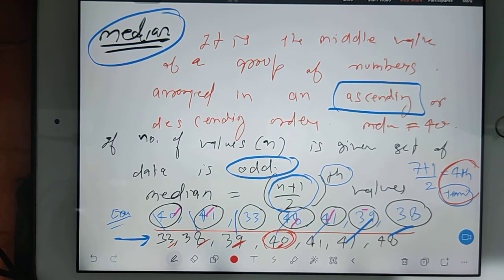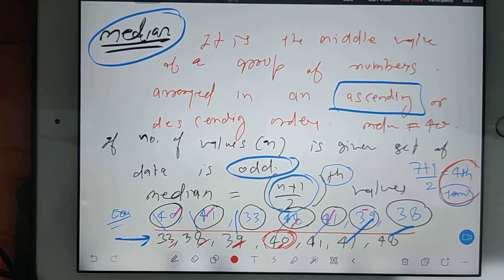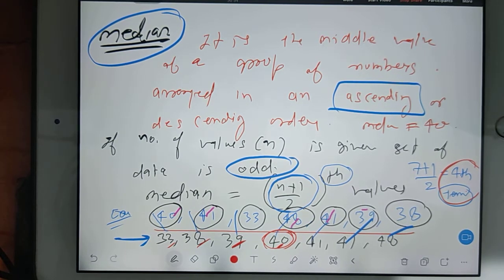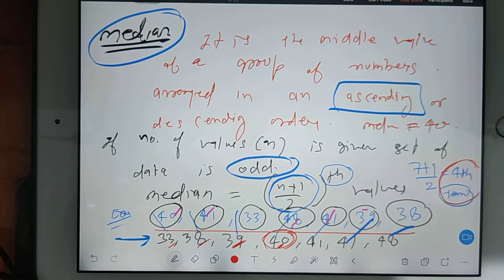But what if your n is even? In case n is even, then you will be having 2 middle values. So if you are getting 2 middle values, then you have to find out the average of both. But that value will not be in the list.